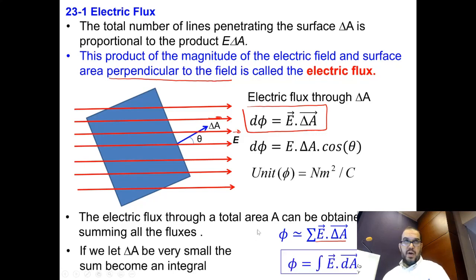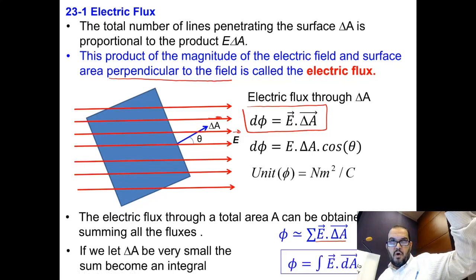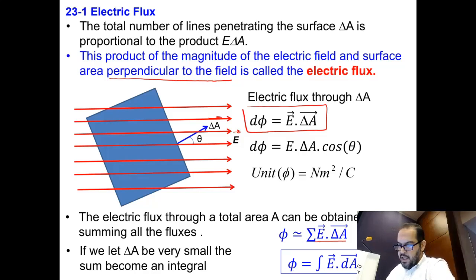All right. Now, if we make these area elements very small, if we make delta A approach 0, this Riemann sum becomes an integration. So it becomes an integral equation. So we can write that the total flux through the area in this case is the integral of E dotted with dA. So here the summation becomes an integral when the element area dA becomes quite small.